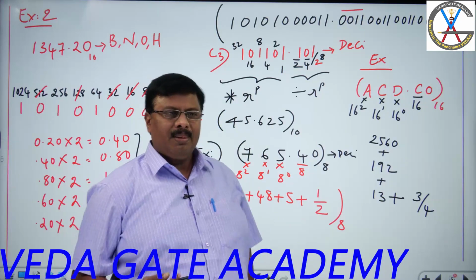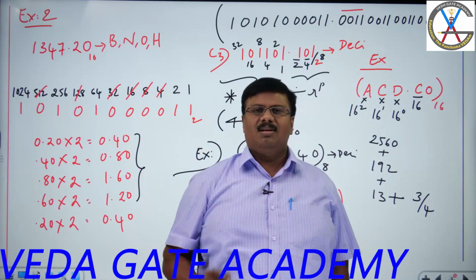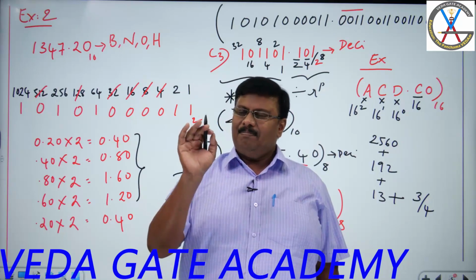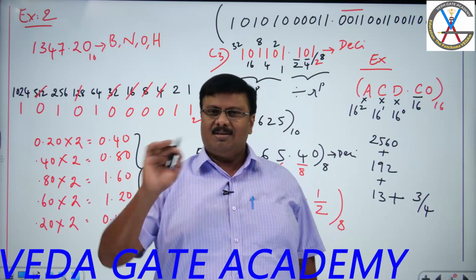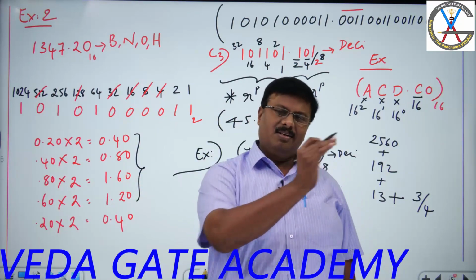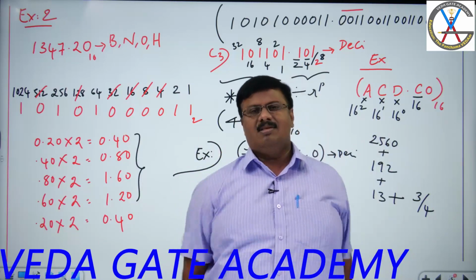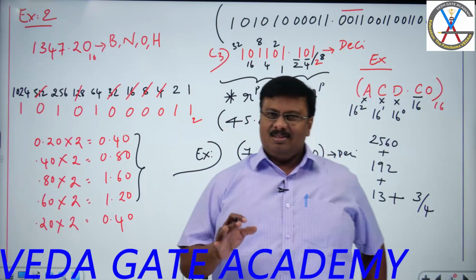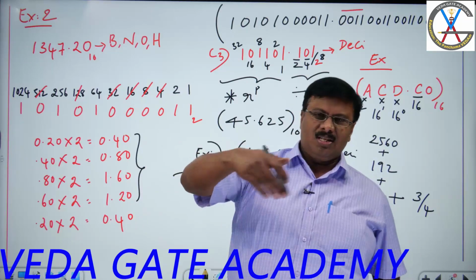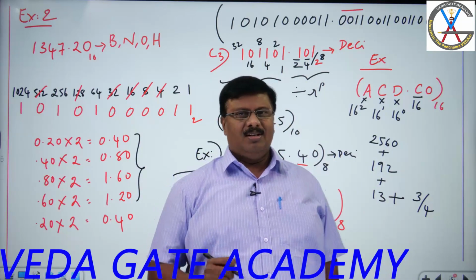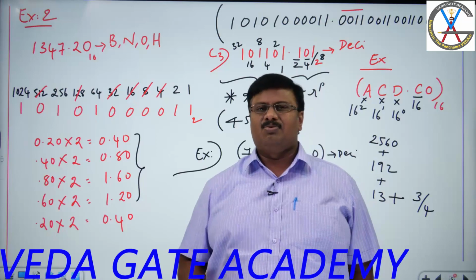The easiest way to convert any number into decimal is to apply the weights of the number. Integer part: multiply with the weights. Fractional part: divide with the weights. Add them. Answer is ready. Now you're clear with how to convert a decimal into others in the simplest way, and how to convert others into decimal in the simplest way.